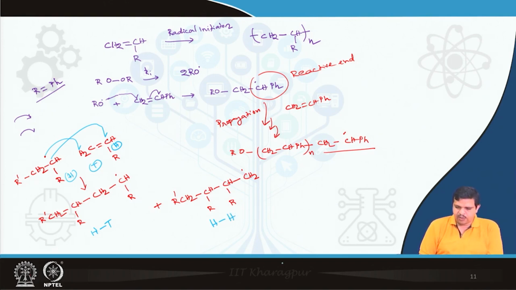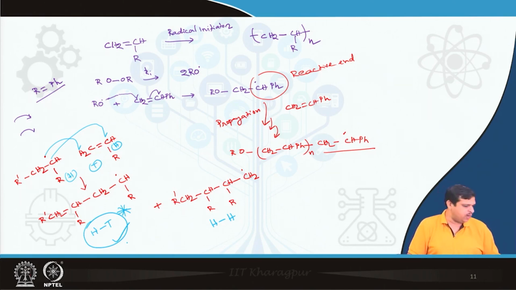Okay. But as I told, because this is less sterically favored, head to tail is the most favored way of attack. So, in the radical case, in this kind of scenario, you will get mostly head to tail attack.